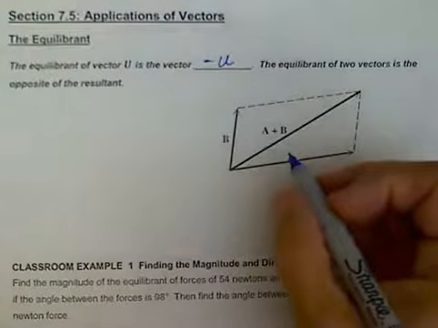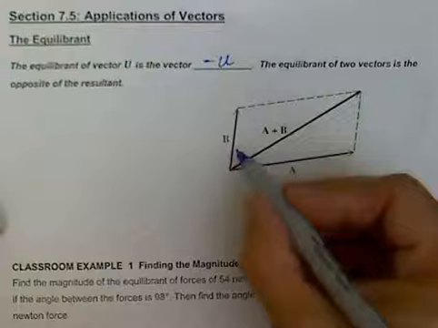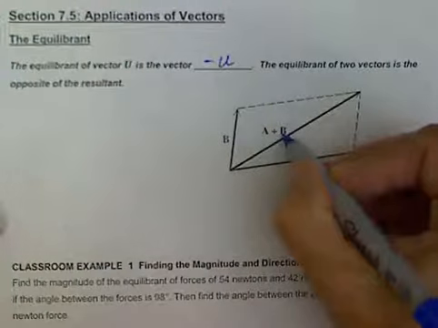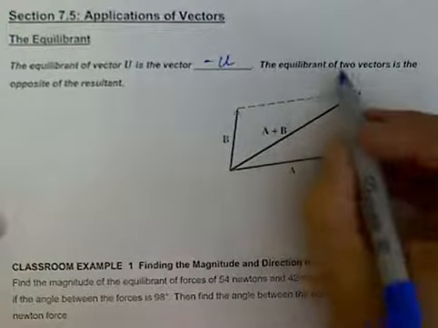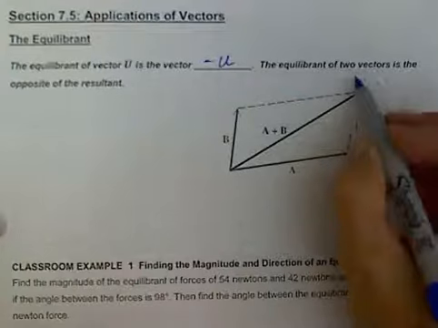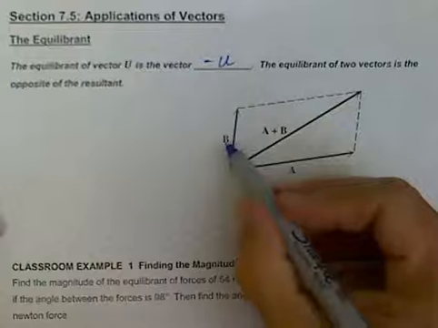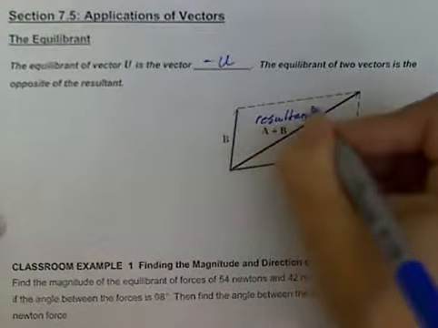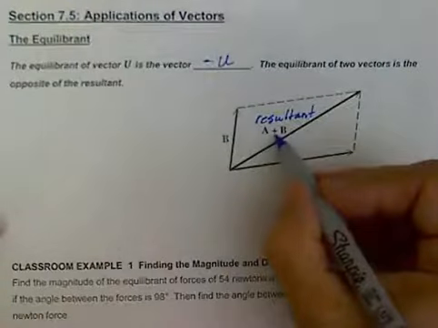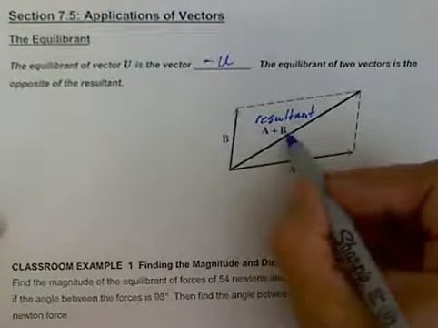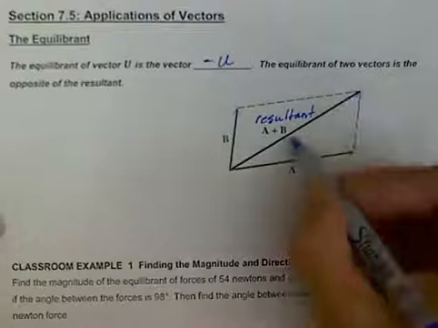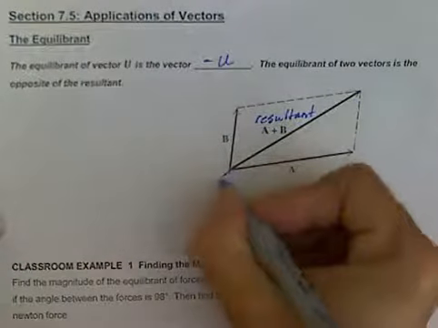In the last section, we were talking about the resultant of two vectors, which is where you add the two vectors together. The equilibrant of two vectors is just the opposite of the resultant. In this picture, we've got vector A and vector B. A plus B would be the resultant. The equilibrant would be the vector with the same magnitude as this, but going in the opposite direction.